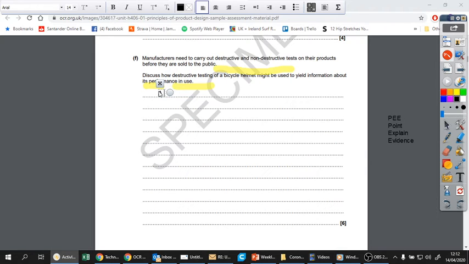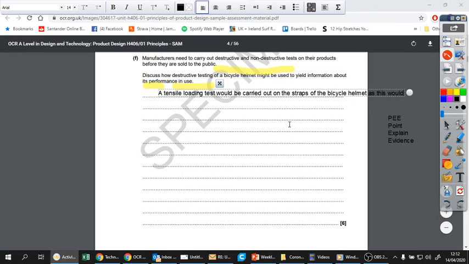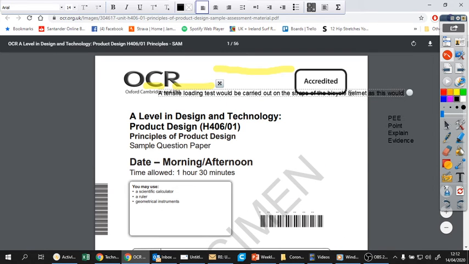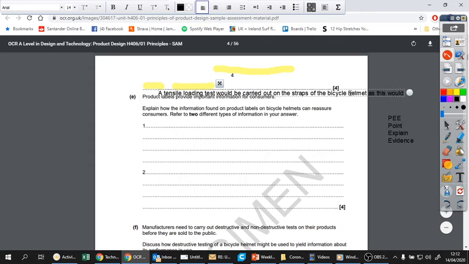So if I put in: point, tensile loading test would be carried on the straps of the bicycle helmet as this would, I don't know if I can press enter on this, sorry guys. Can I do it? What just happened there? Okay, let's move this down here.